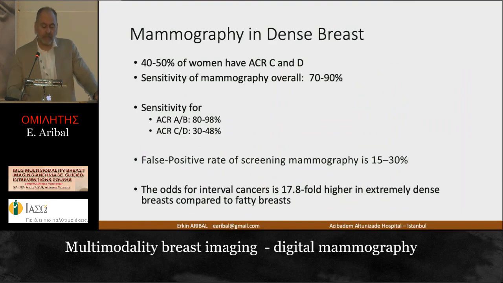So what does density mean in mammography? It means that for half of the patients, the sensitivity is very high for ACR A and B breasts, but it is very low for C and D. For the dense breast, it's like 30 to 40%. The odds for interval cancers are very high for the D breast when compared to fatty breasts, and false positive findings are high.